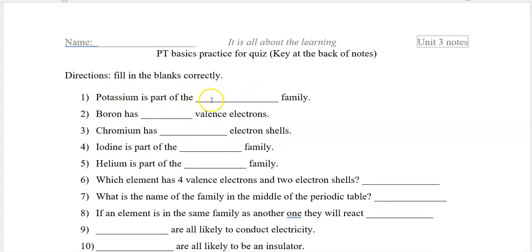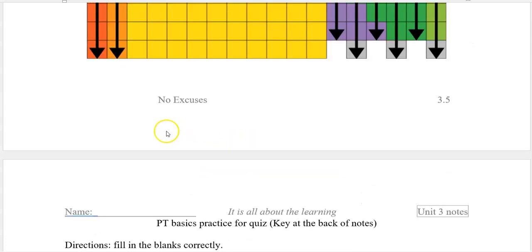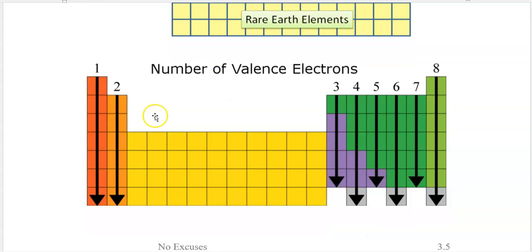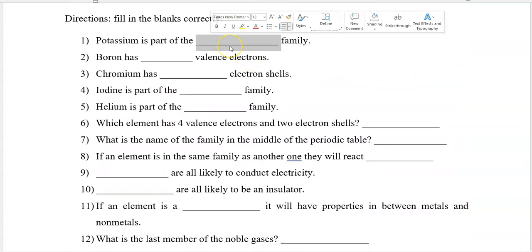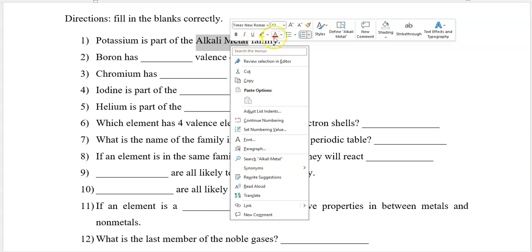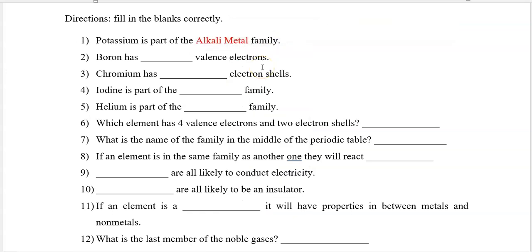So, for example, potassium is part of the blank family. Well, if you look for potassium on the periodic table, potassium is right here. So that means it's an alkali metal. So we'll just take this and we'll write alkali metal family. It's not just alkali. It's not just metal. It's alkali metal. So make sure you say the names actually correct.